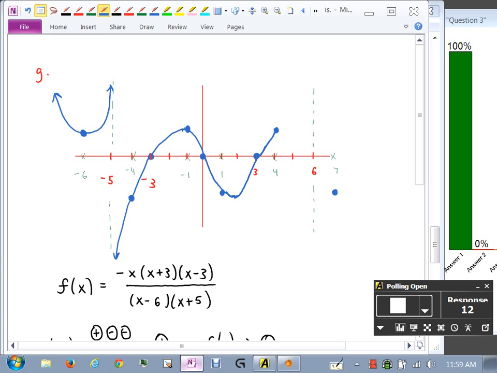Not great, but okay, now what? It's got to go up forever. Because this vertical is in my way, I can't turn back down. So it's got to go up forever.